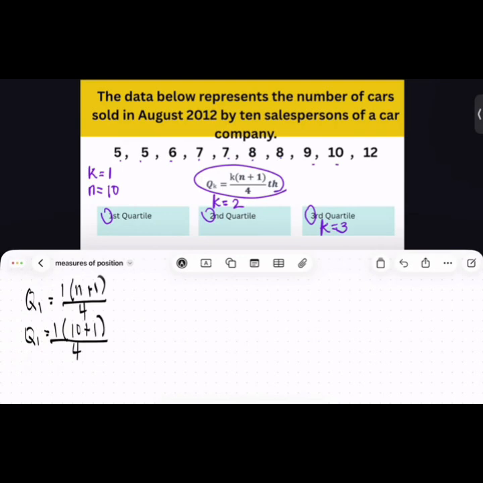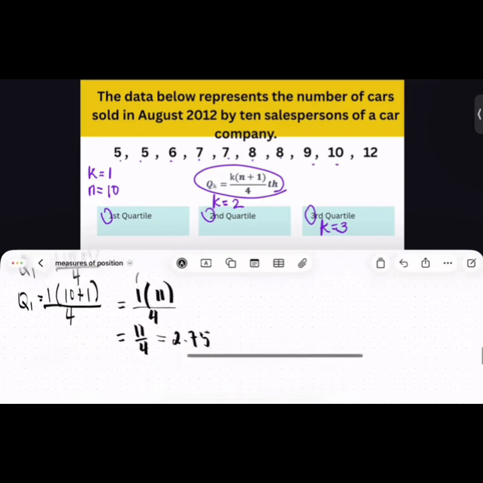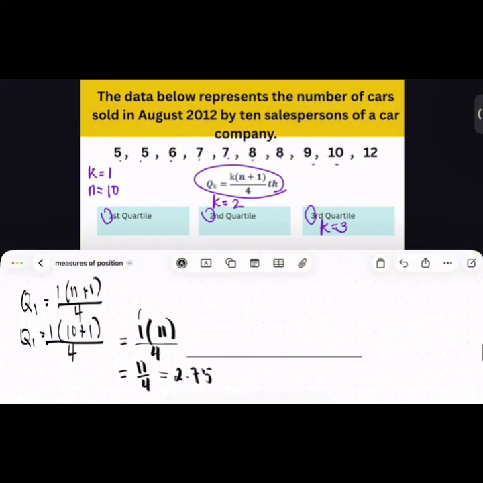Now, proceed with solving. So, 1 times 10 plus 1 is equal kay 11 over 4. Then, 1 times 11 is 11 over 4, and 11 over 4 is equal kay 2.75. Okay? So, remember, for our quartile 1, it is equal kay 2.75.